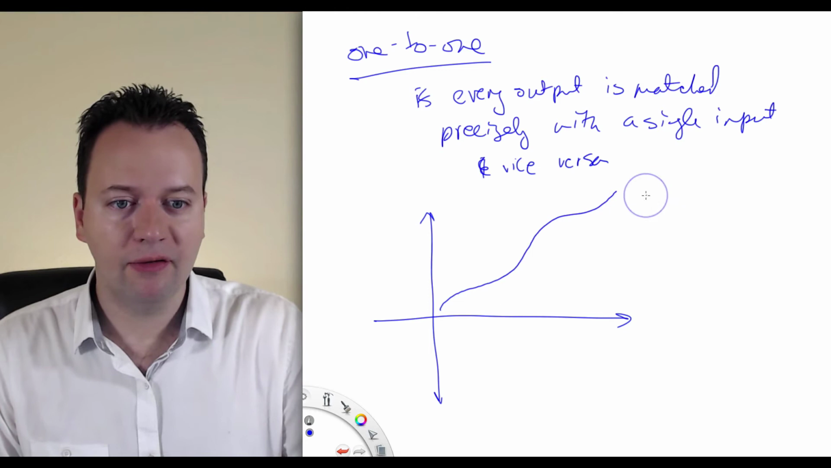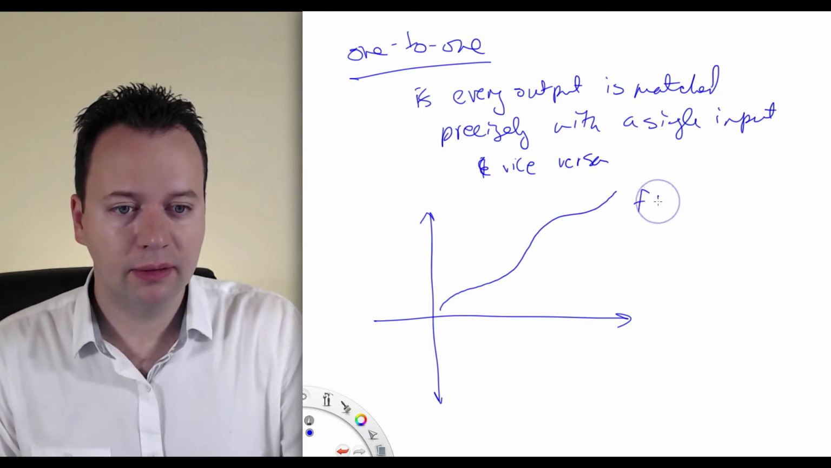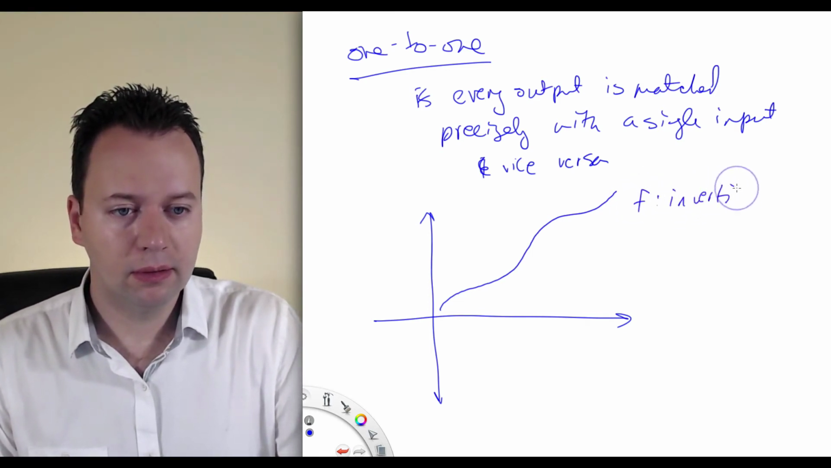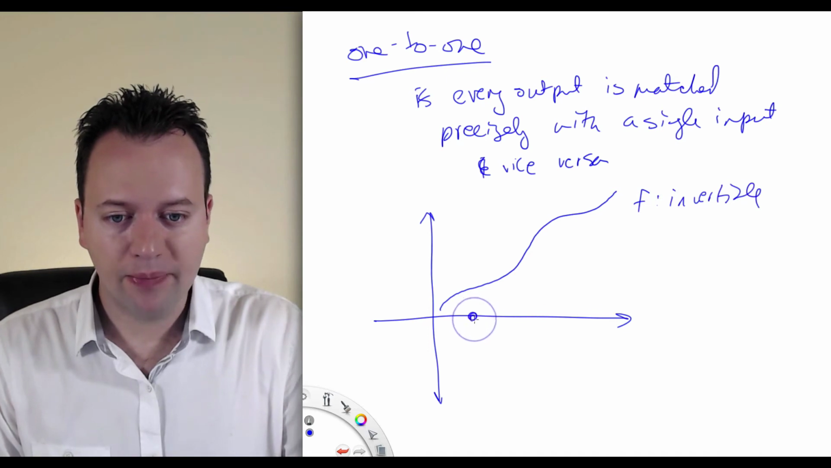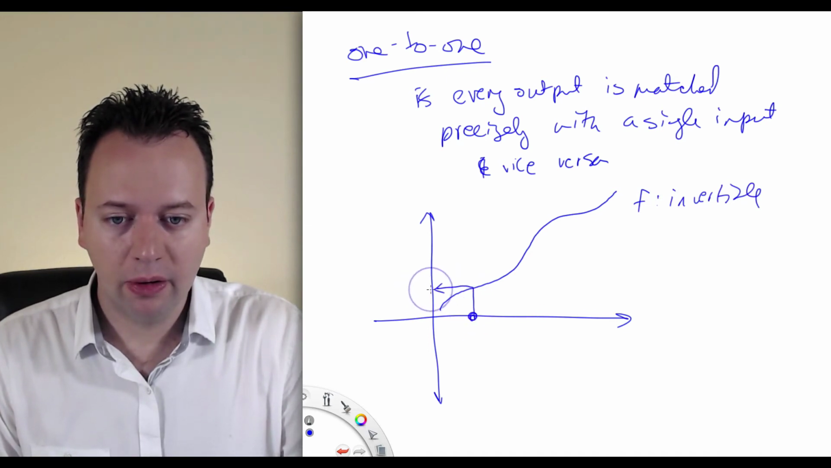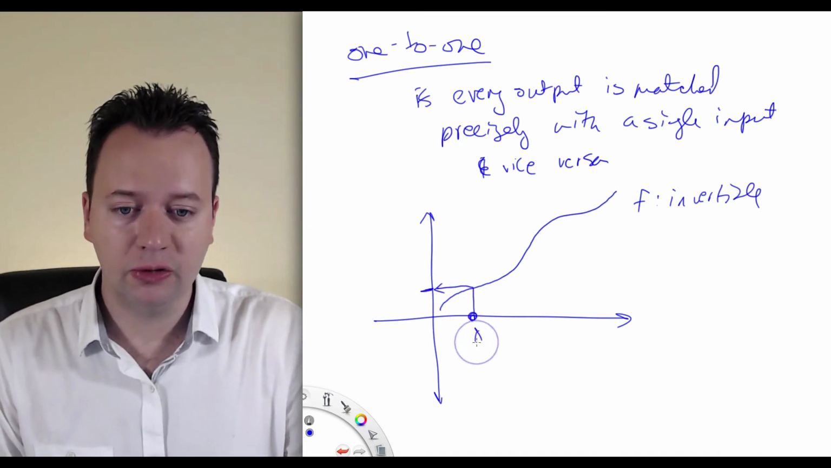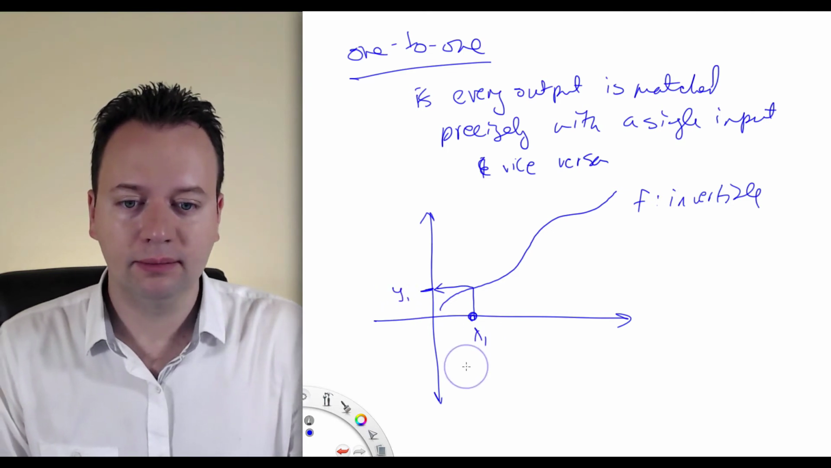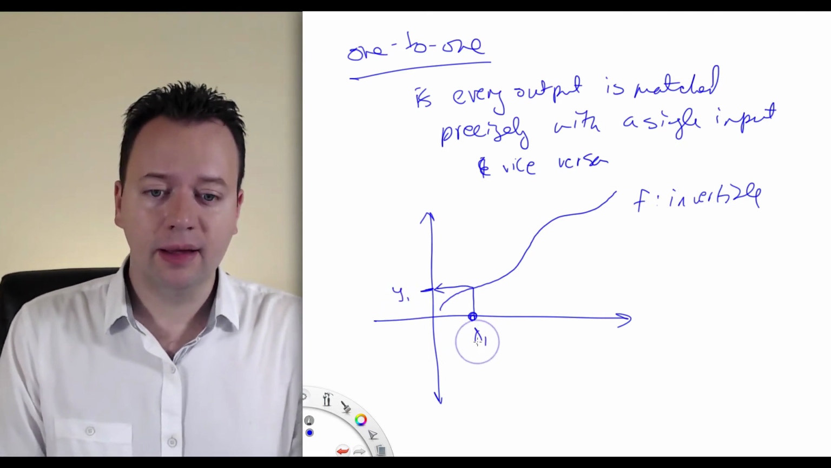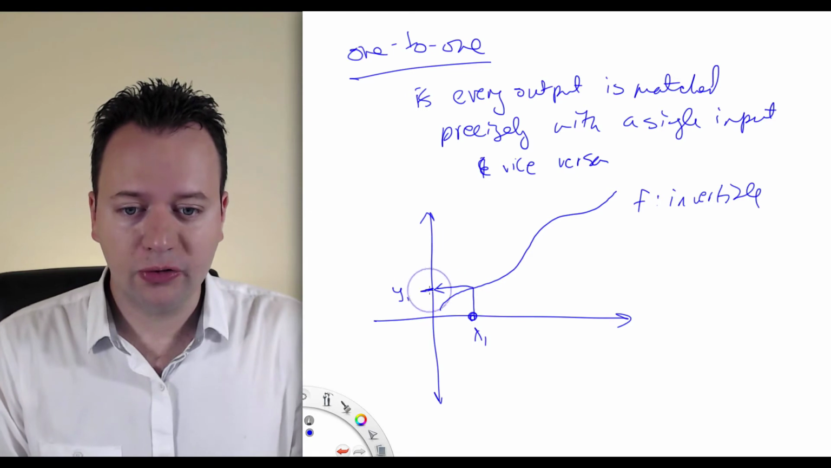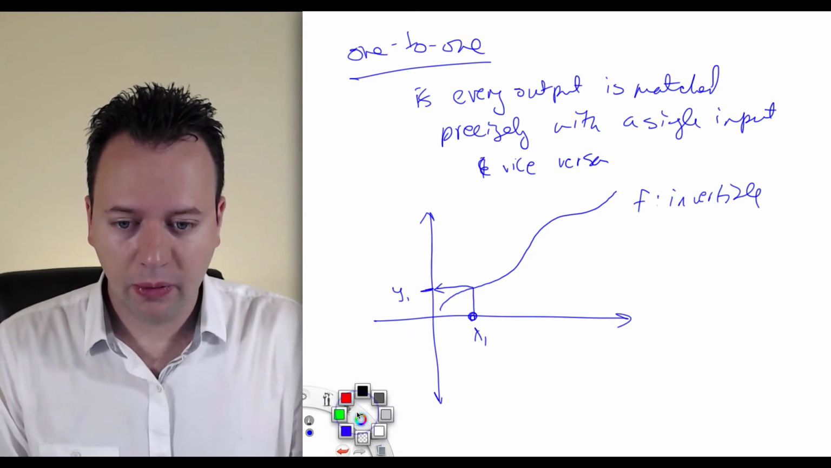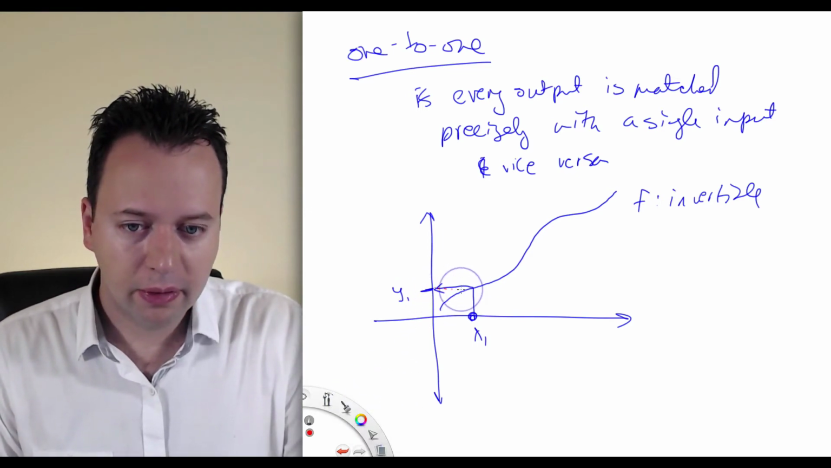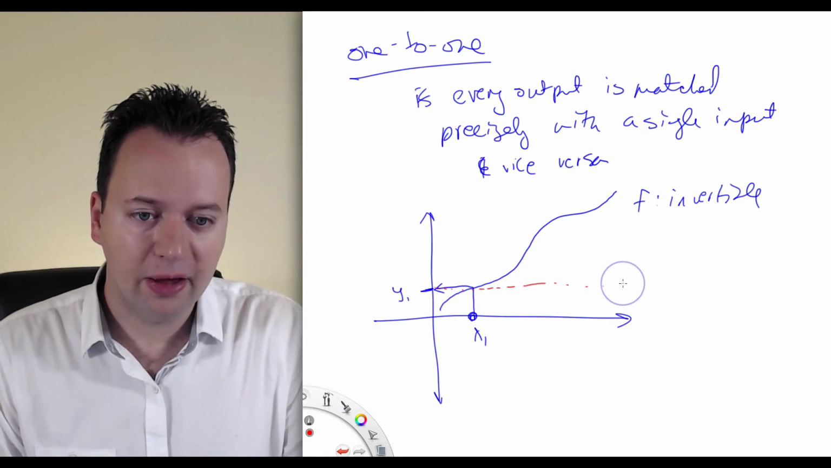So here we have a graph of an invertible function. Right, because every input, every x value, has a single corresponding y value. So this would be x1, y1. And notice that I can only use this y value once. Once I use that y value, I can't use that y value again.